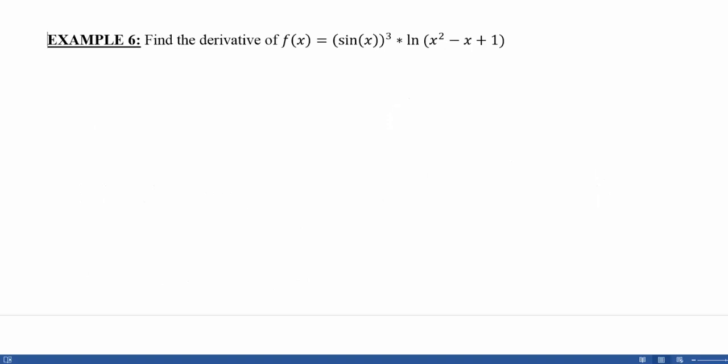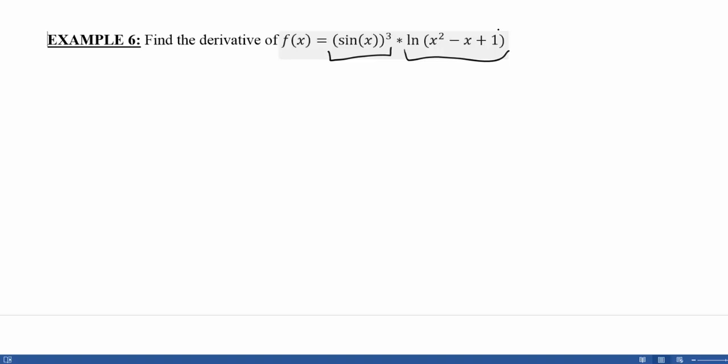Find the derivative of f of x equals sine of x cubed times the natural log of x squared minus x plus 1. So here, we need to figure out what we're doing first in terms of the types of techniques we know about taking derivatives. I see a lot of things in this problem that are going to include the chain rule, but what I notice most of all is that I have two functions multiplied together that can be completely separated by that multiplication mark. So I'm not going to start with the chain rule.